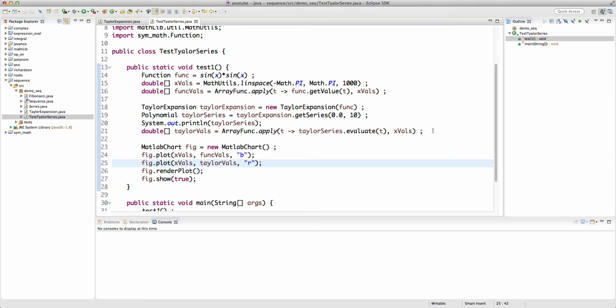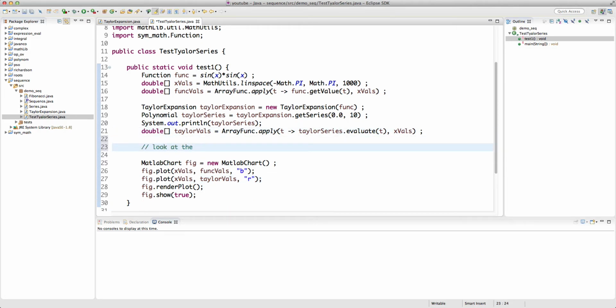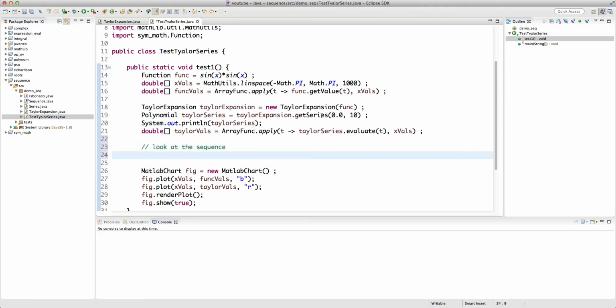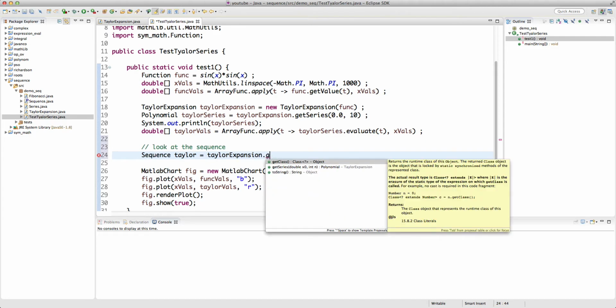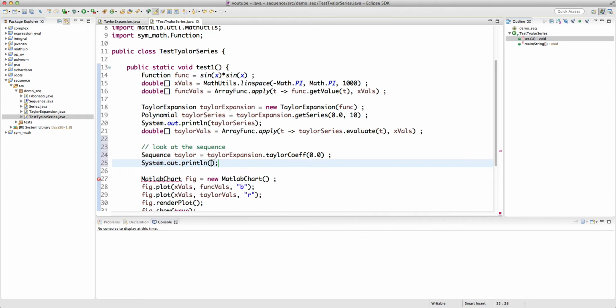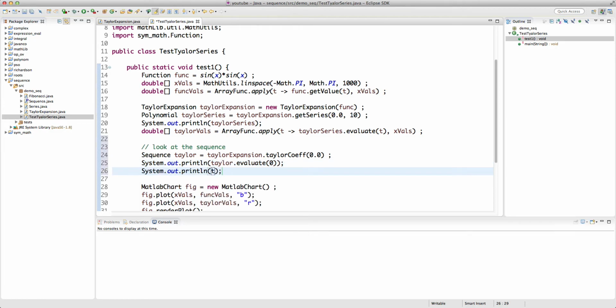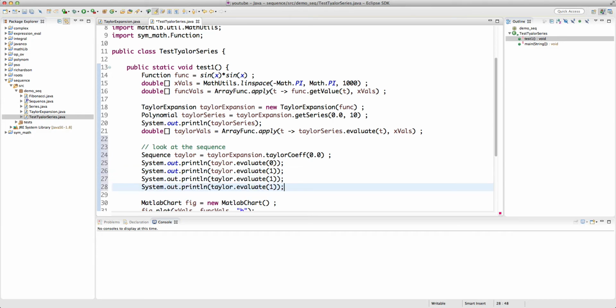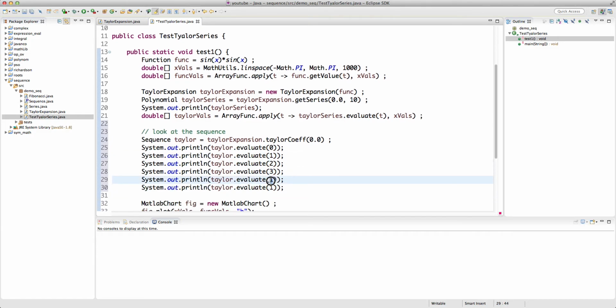Alright, so let's go back here. Look at the sequence. Here we calculate the Taylor series of this function, and let's create a sequence, Taylor, which is the Taylor expansion dot Taylor coef at x0, which is 0. All right, and let's just sysout Taylor evaluate at 0, and then sysout Taylor evaluate at 1. Let's say we want to see the first 5 terms: 1, 2, 3, 4, and 5.